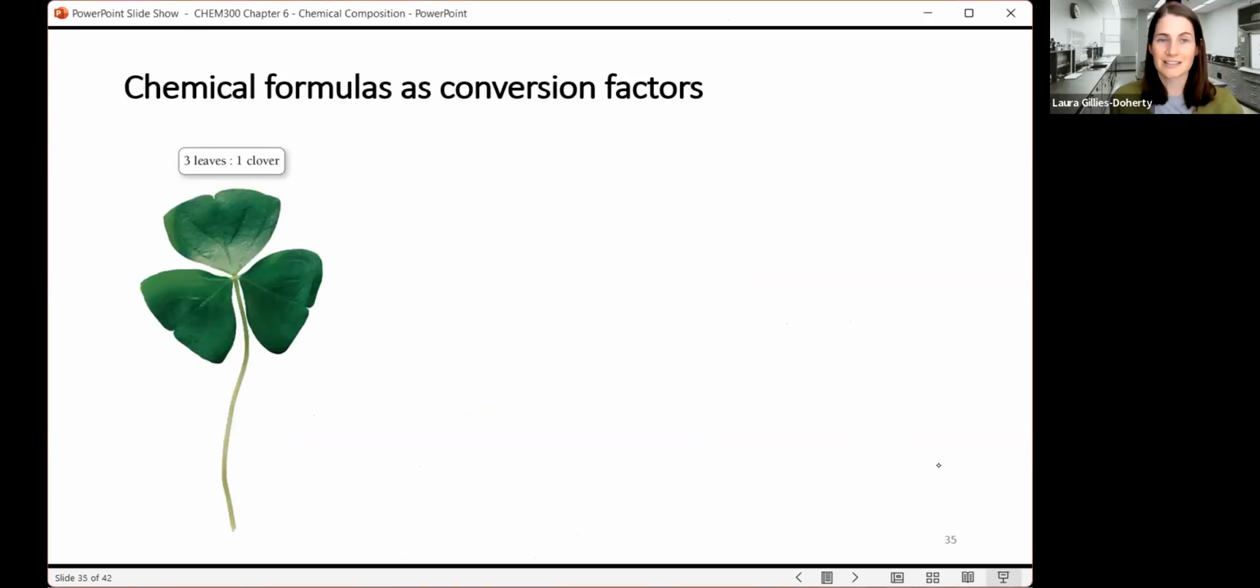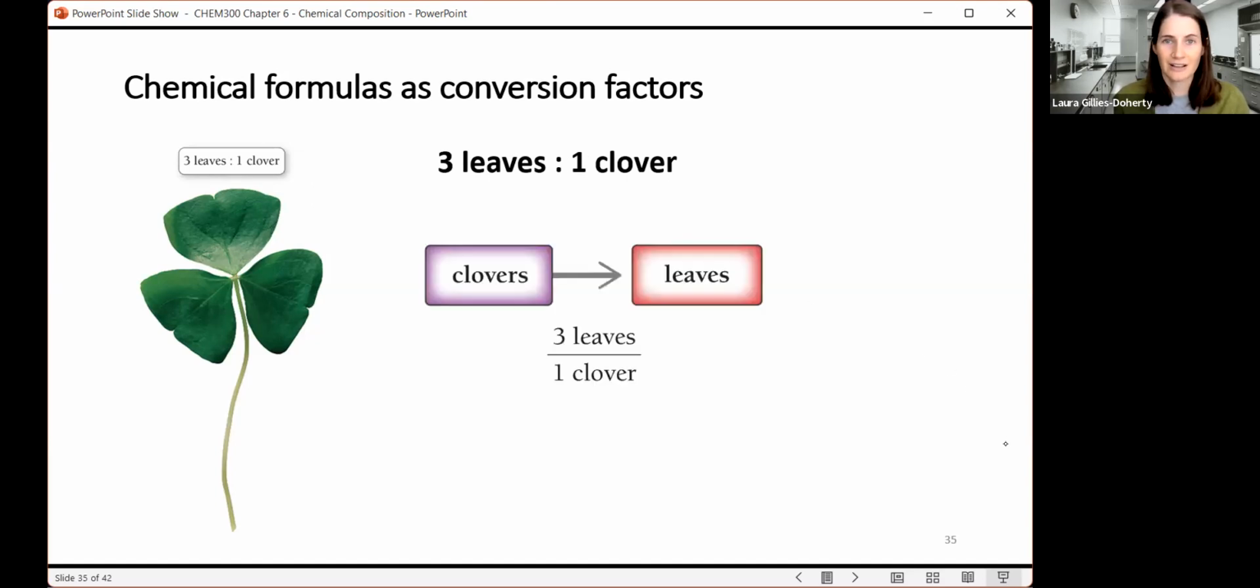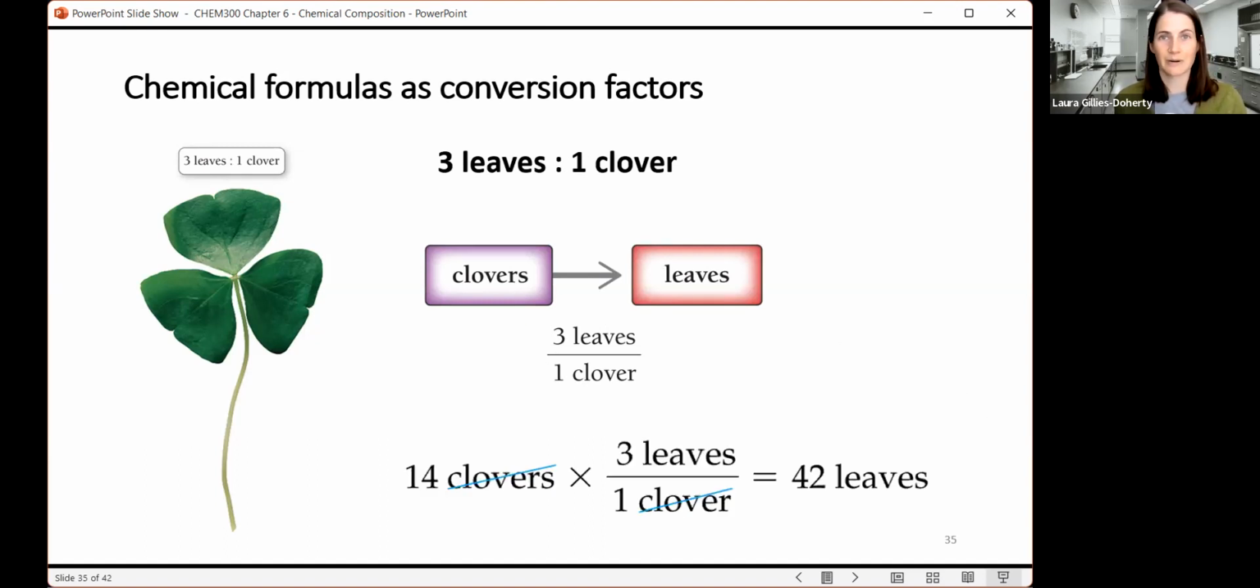So to kind of conceptualize this idea of formulas as conversion factors, we can think of a 3-leaf clover, especially with St. Patrick's Day coming up. So 3 leaves per 1 clover. And so we could write that as 3 leaves per 1 clover using the symbol that means like a ratio. And if we wanted to convert from the number of clovers that we found in a field to the number of leaves, we could set that up as a conversion factor. For every 1 clover that we picked in a field, there's 3 leaves on that clover. So let's say we went out and you picked 14 clovers. Well, with 3 leaves per 1 clover, that means you have a total of 42 leaves in that bunch of clovers that you picked.